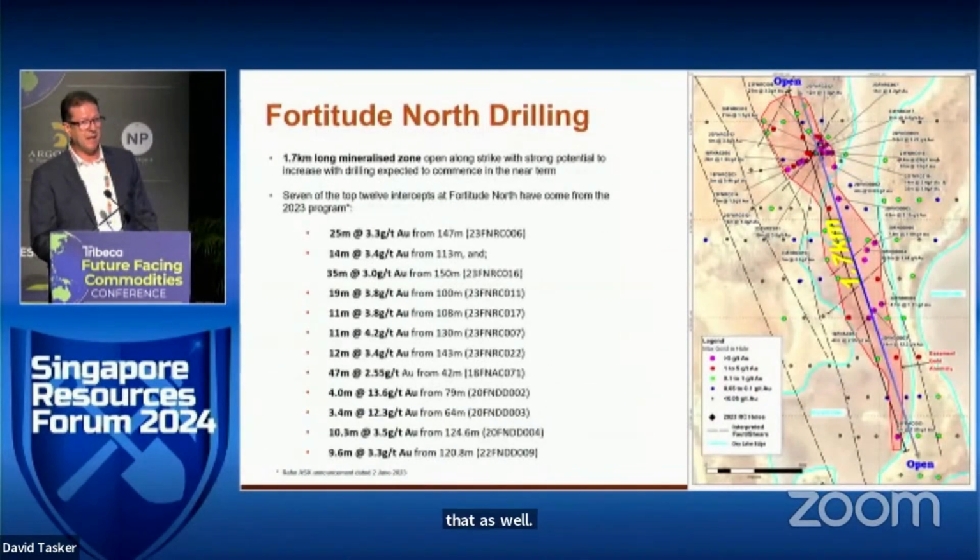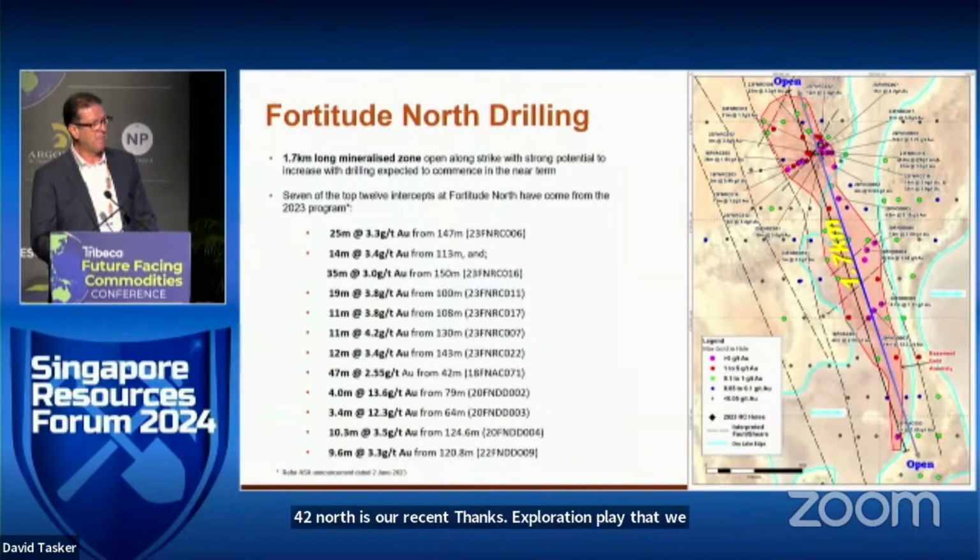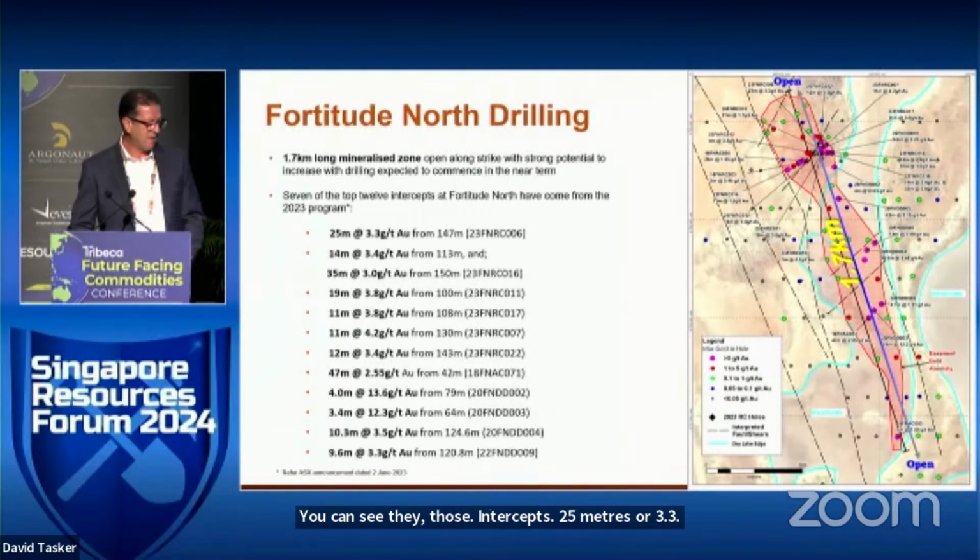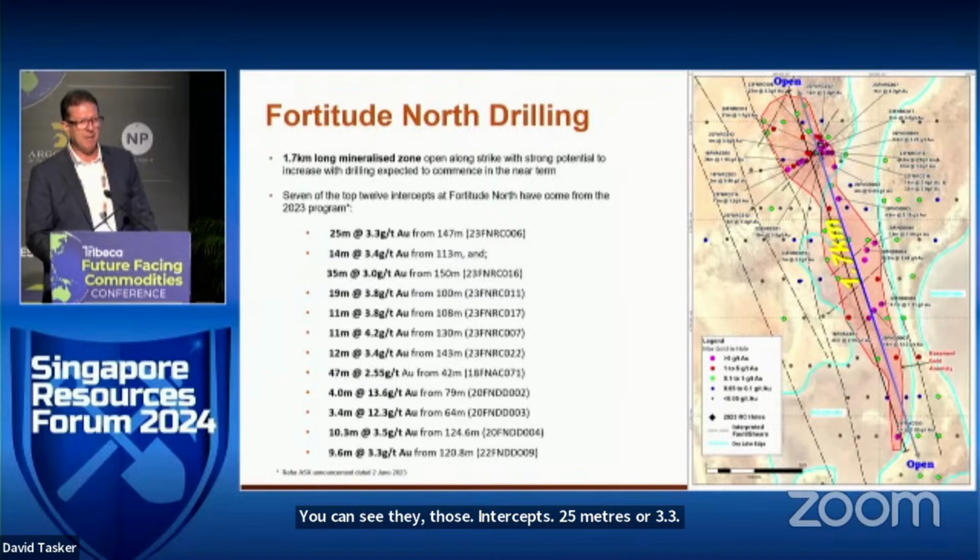Fortitude North is our recent exploration play that we drilled last year, around about May last year. You can see there those intercepts, 25 metres of 3.3, not really massive high grades, but they are absolutely consistent. You can see there high 2s, 3s and 4s, but the important bit is the volume, or the thickness, of mineralisation associated with that.